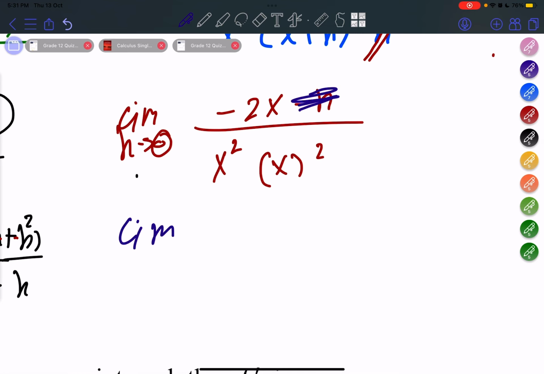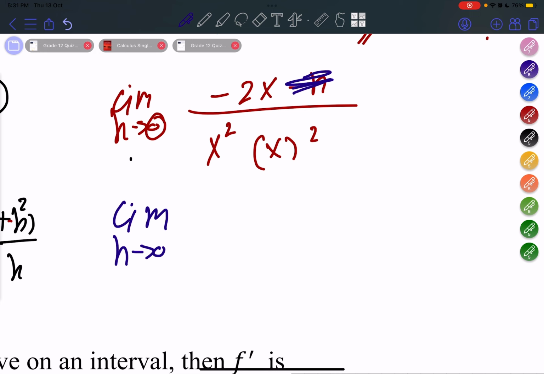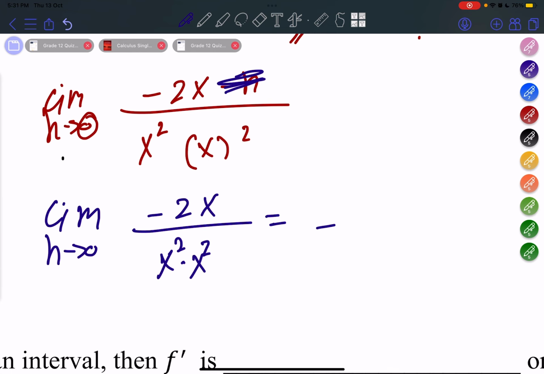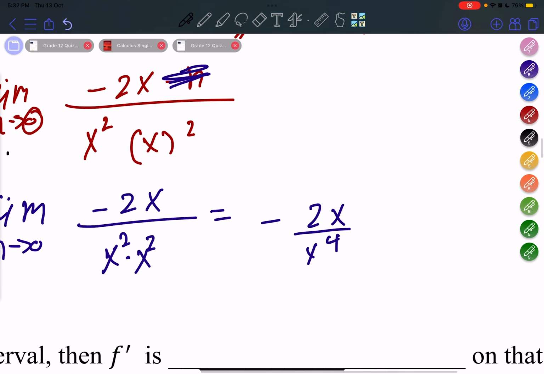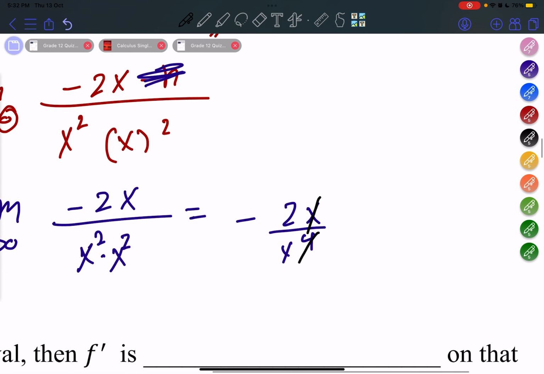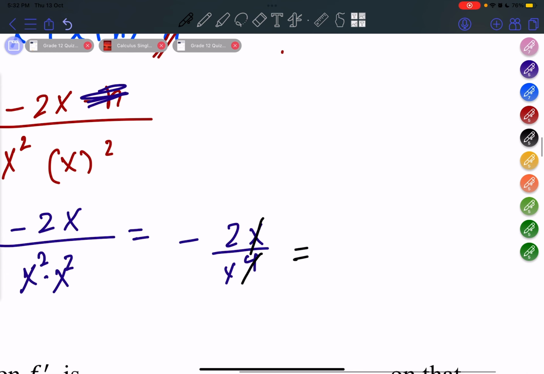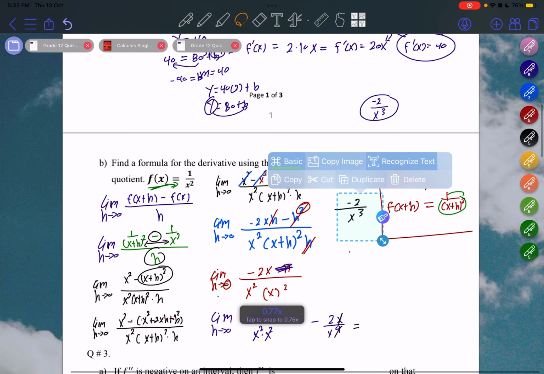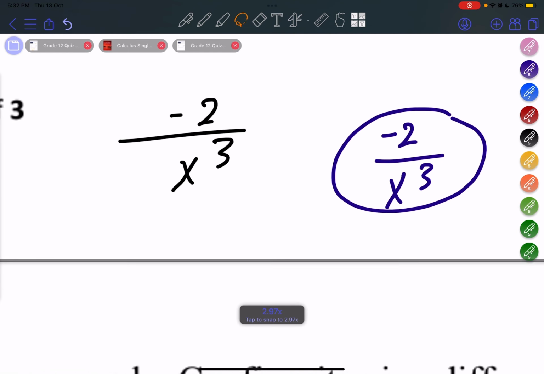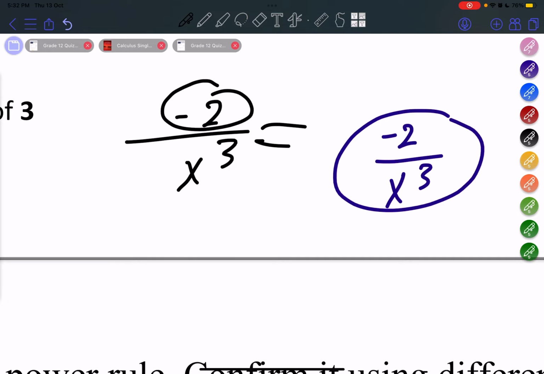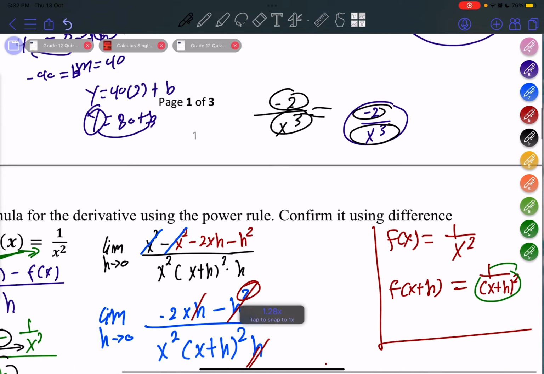So our equation becomes something along the lines of limit h tends to 0 minus 2x over x squared times x squared, which becomes negative 2x over x to the power of 4. And then we can cancel 1 x of the 4 with the x in the numerator. Hence, our final equation becomes negative 2 over x cubed. And if we compare this answer with our first answer using the power rule, if we go up, we see the same exact numbers. So negative 2, x cubed, same thing.